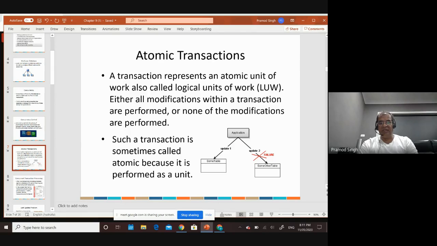Suppose if update 1 is completed and somehow system fails to do update 2, so it should be rolled back. It should be brought back to the original before update 1 was done. So that's how it is called atomic transactions. So any transaction, number of activity may be involved in that. It should be completed or it should be reverted back to the original. No modifications should be done. That's the atomic transactions.